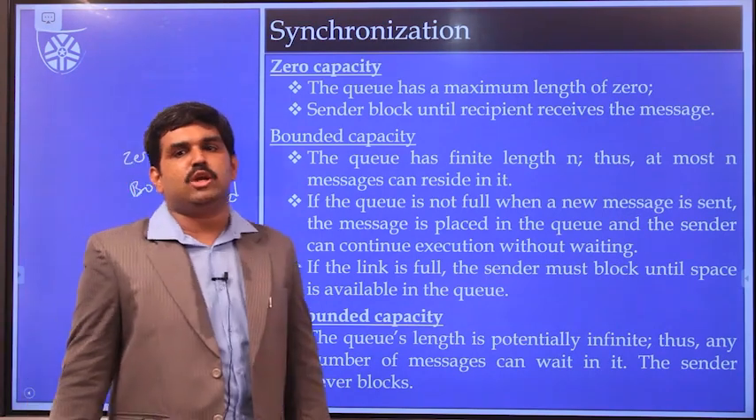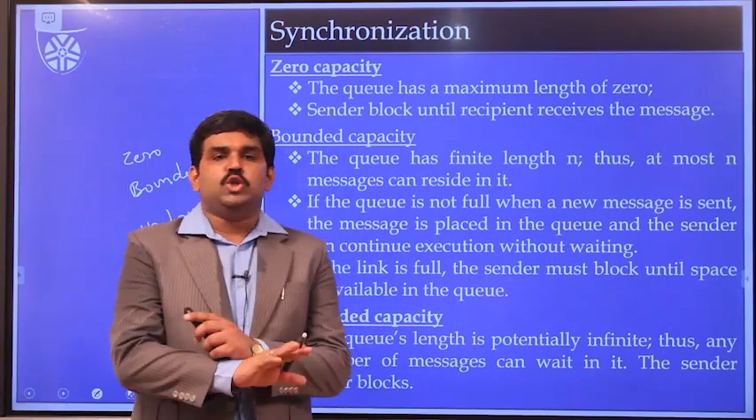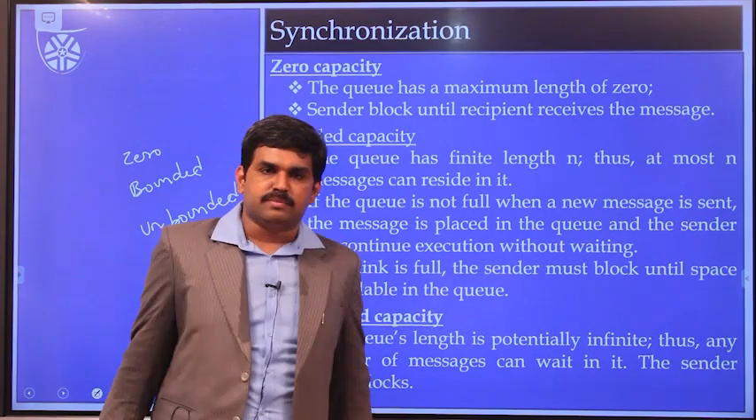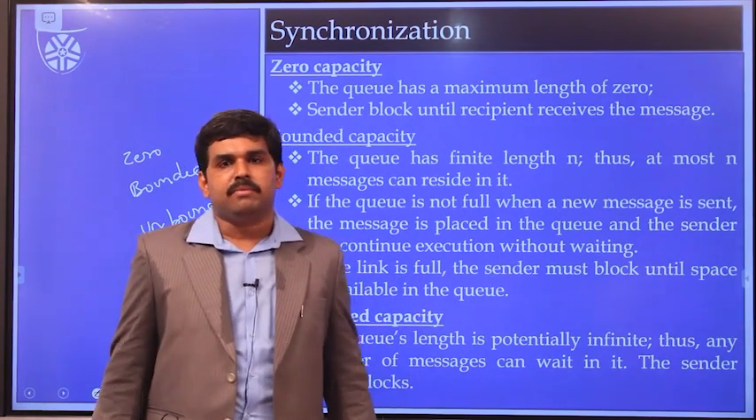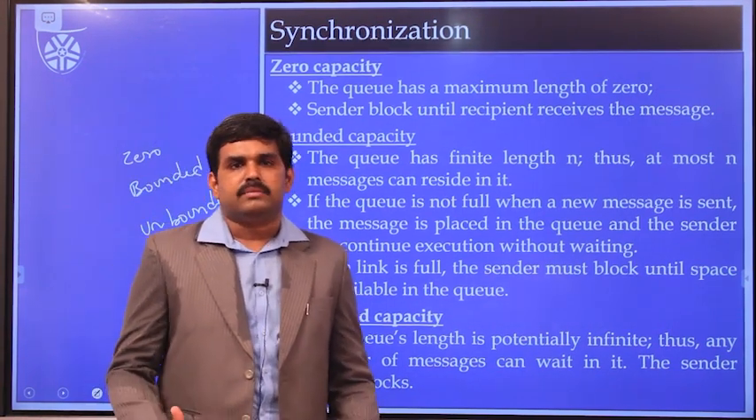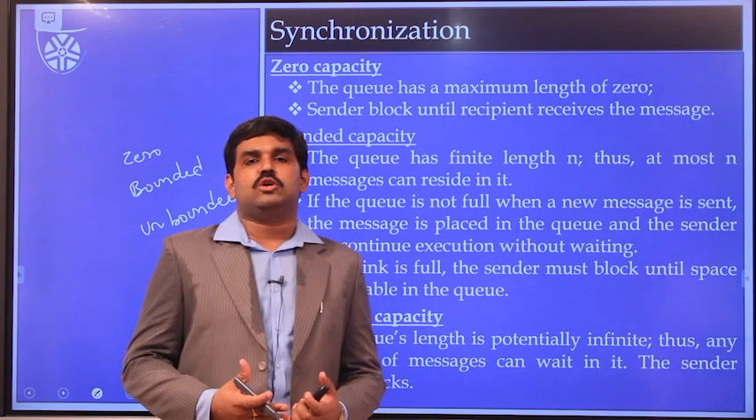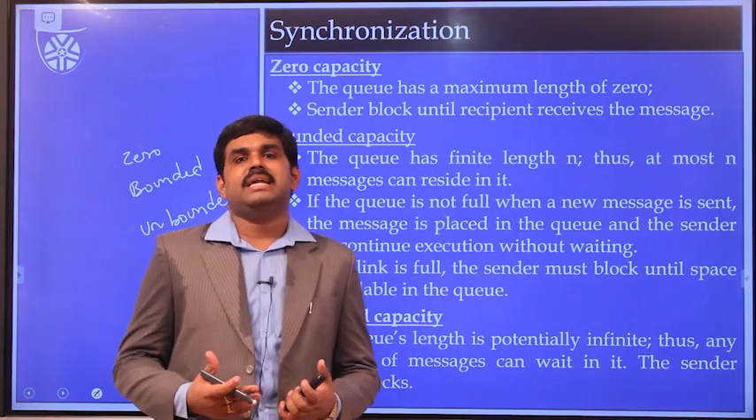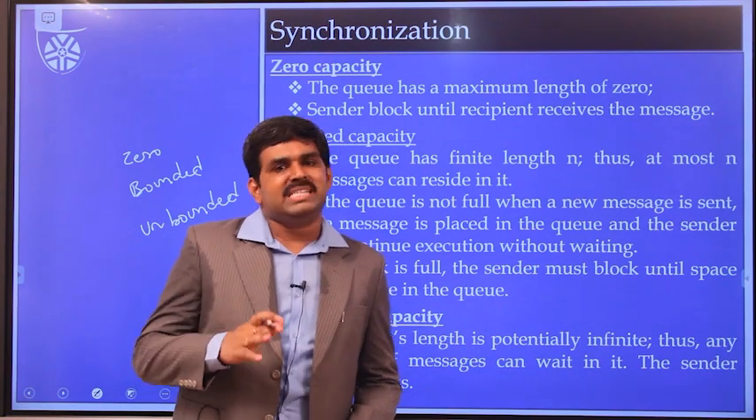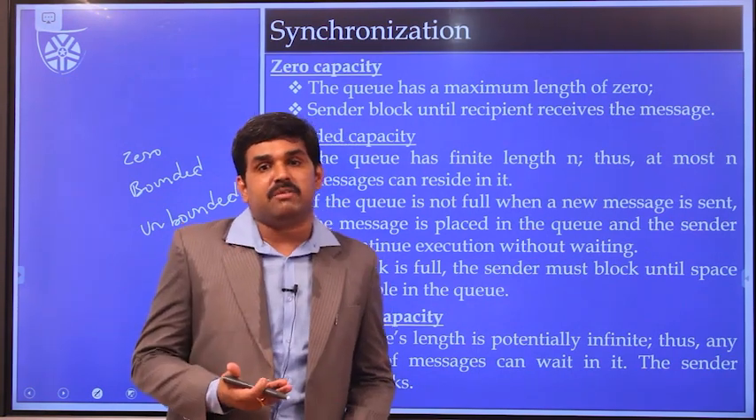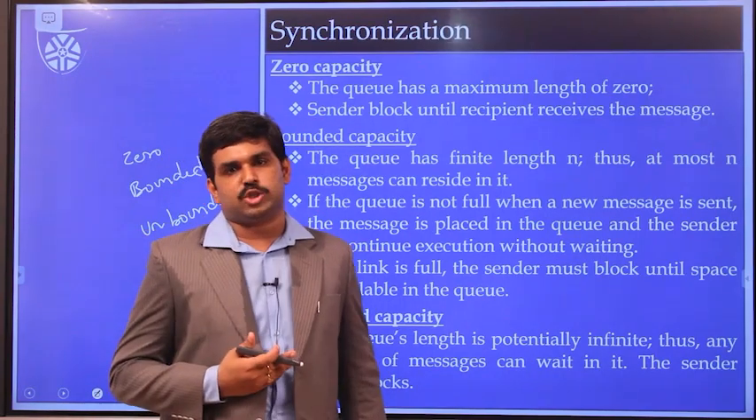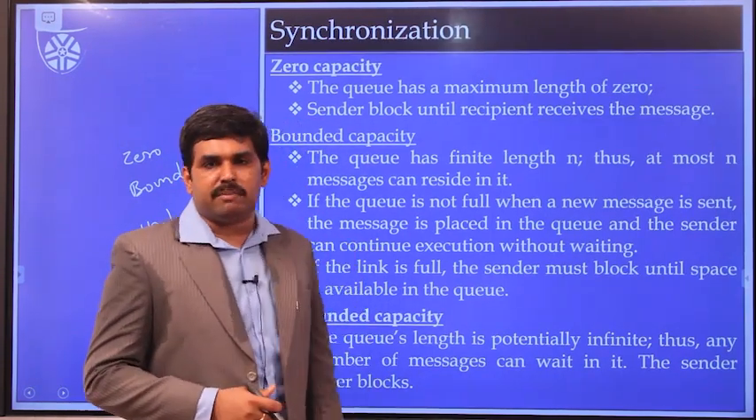In the case of zero capacity, there is no specific buffer. The sender sends the message and blocks himself. Why? Because there is no buffer to keep that item. If there is no space to store the item, then obviously the sender is supposed to block himself until the receiver receives the message. Once the receiver acknowledges, the sender is permitted to send further messages.